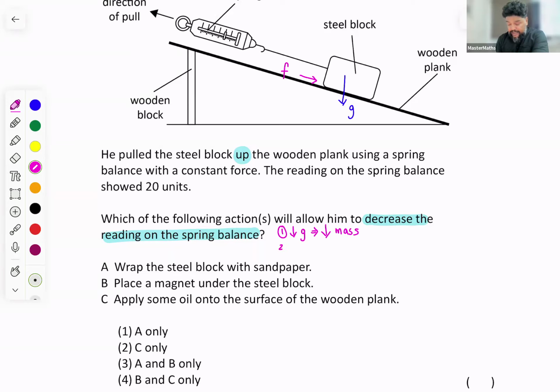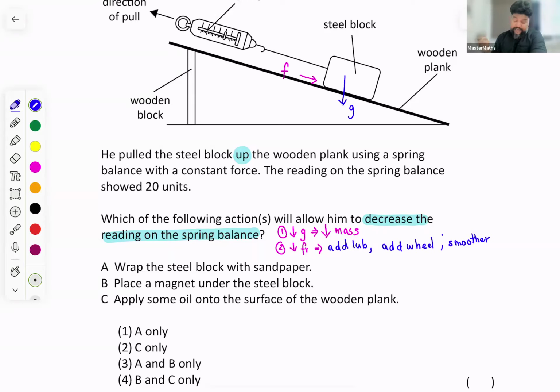And number two, I can reduce the amount of friction. How can I reduce the amount of friction? I can do two things. I can add a lubricant, or what else can I do? Zairul, besides adding lubricant, what can I do? Add wheels, or I can make it a smoother surface. Okay? Is that okay?